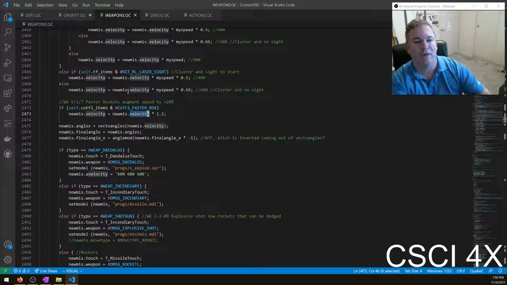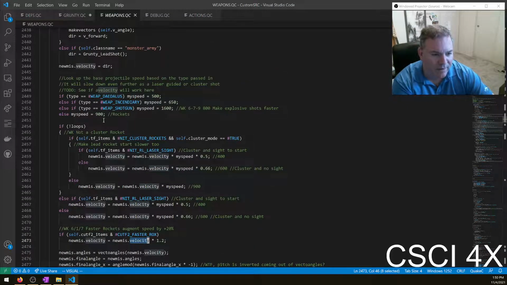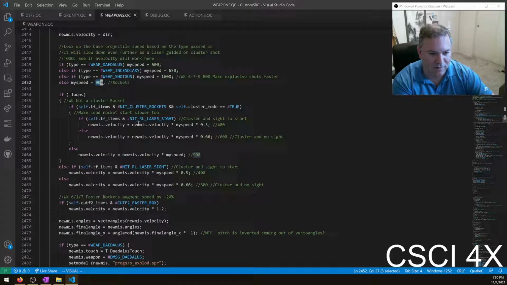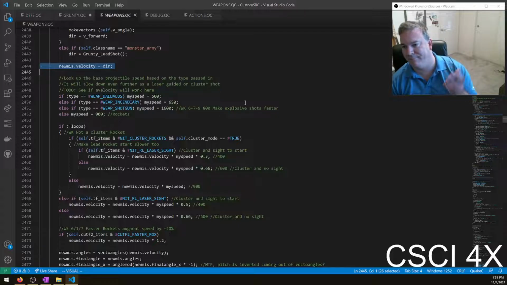There you go. So here it is, what is my speed? Oh, that's the speed of the rocket. So the speed of the rocket is equal to 900. Yeah, the velocity of the rocket starts off as a unit vector. So it starts off at a speed of 1, which is like 1 centimeter per second or something. Except they're not centimeters.